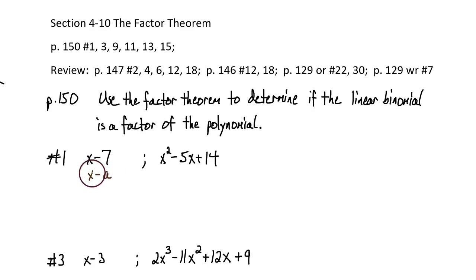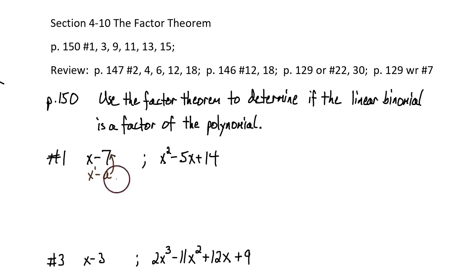It's called linear because the variable x goes to the first power. So in our binomial, the value of a is the number 7. A is 7. Here is the polynomial that we want to know if x minus 7 is a factor. Does x minus 7 divide evenly into the polynomial with a remainder of 0? The factor theorem gives us a technique to use to find out.